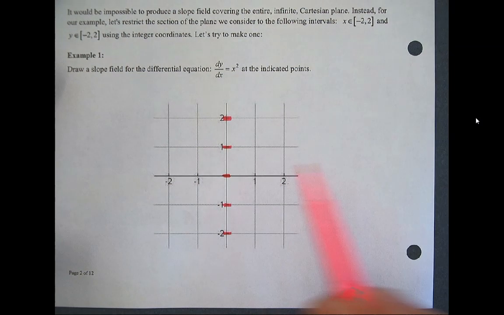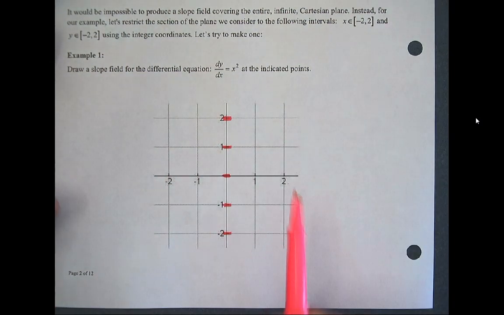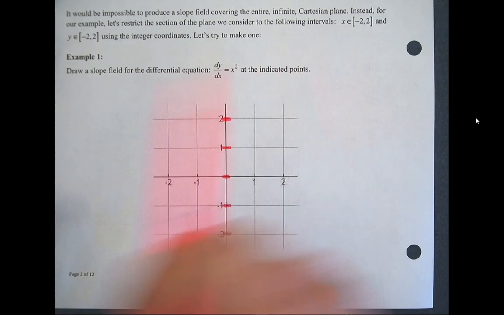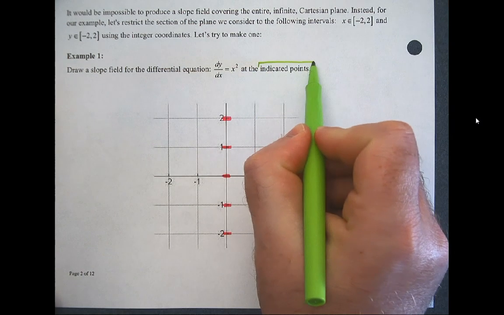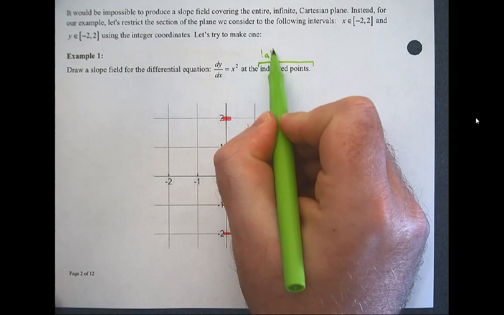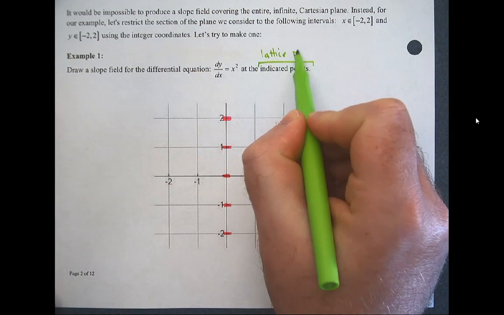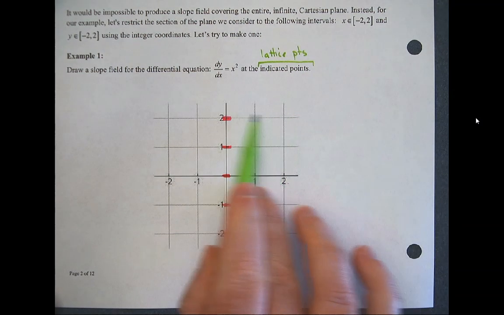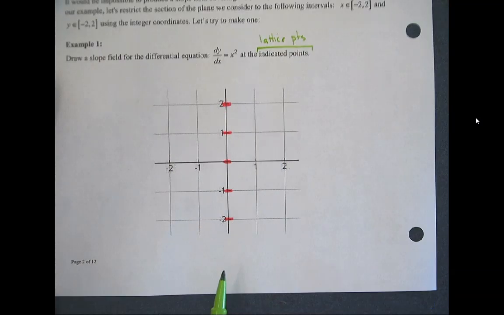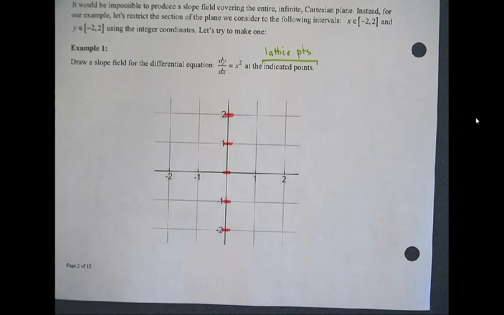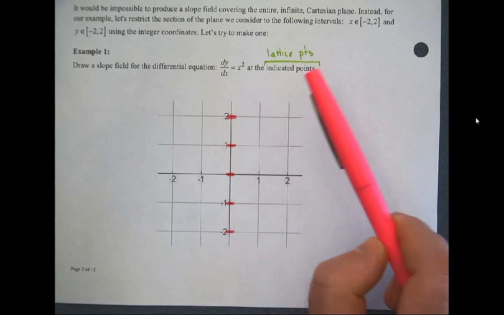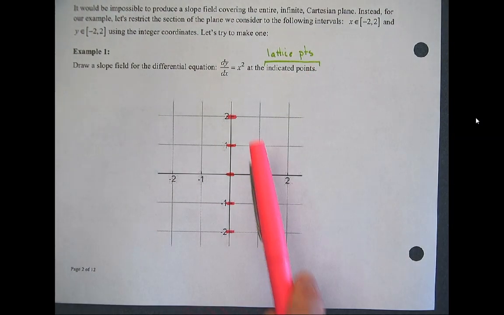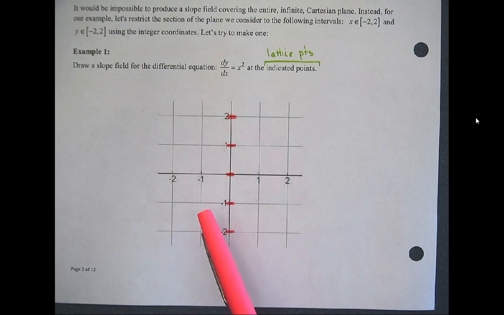Then let's move over. When we graph these at the indicated points, this is almost always referring to the lattice points. You don't want to do this for every point, it'd be impossible. The lattice points are the intersection points. Like when you have the grid, it's where the horizontal and vertical lines intersect each other. Sometimes they'll say at the 8 indicated points or at the 4 indicated points, and they'll give you a specific number of points.